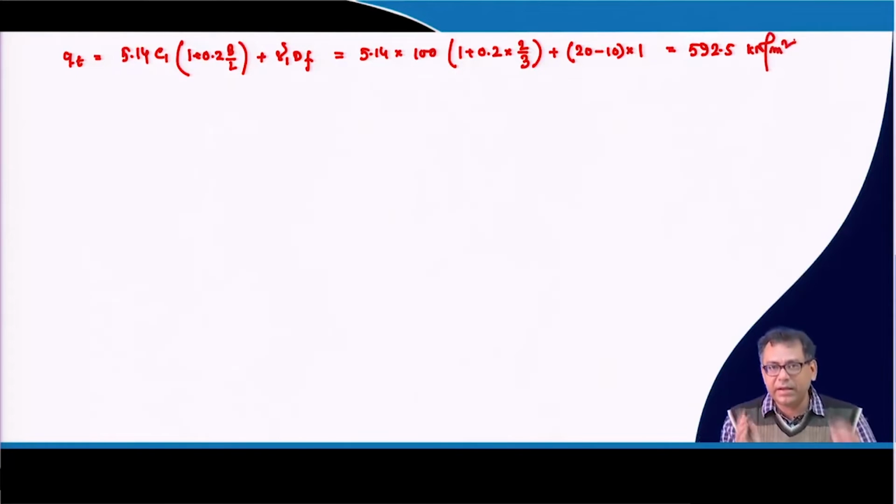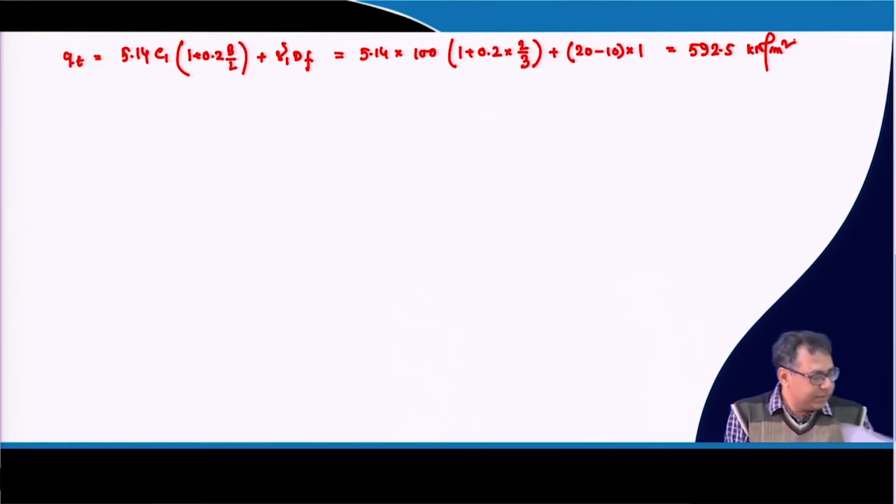So, the bearing capacity of this layer of soil cannot be more than 592.5 kilonewton per meter square. It has to be less than that. Let us see whether it is coming less than that or not. Another thing I want to mention is that here the water table is considered at the ground surface. If it is slightly below that, but within the ground and the base of the foundation, then you have to calculate this surcharge or effective overburden pressure accordingly.